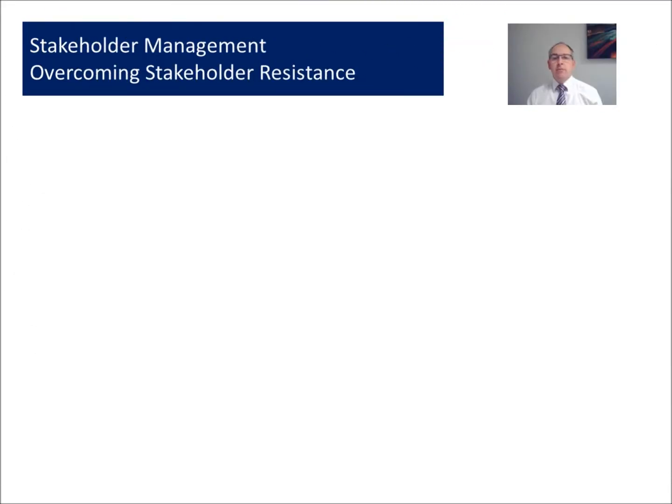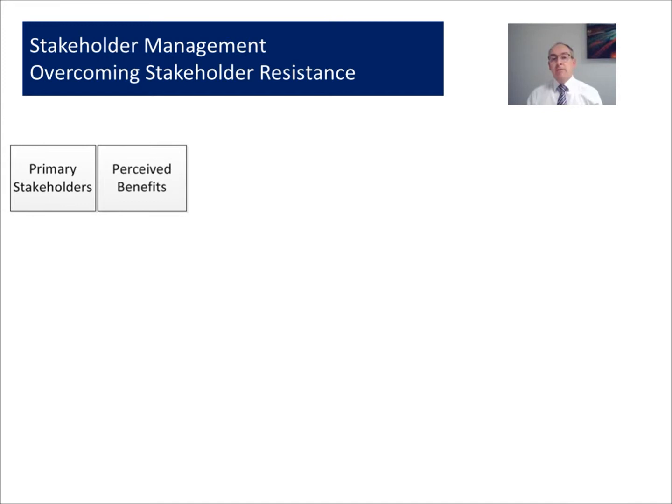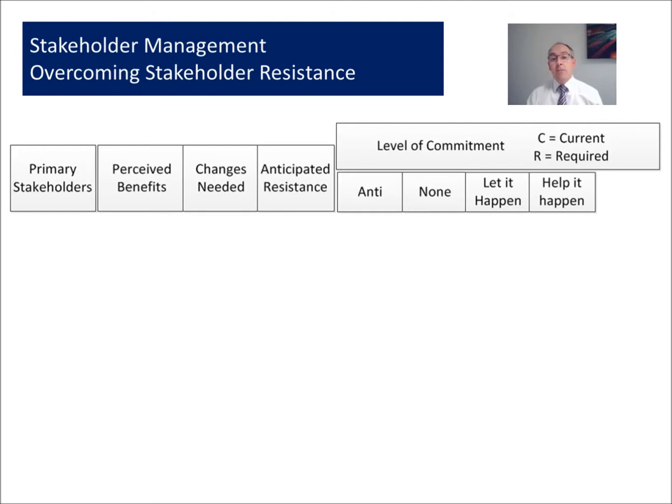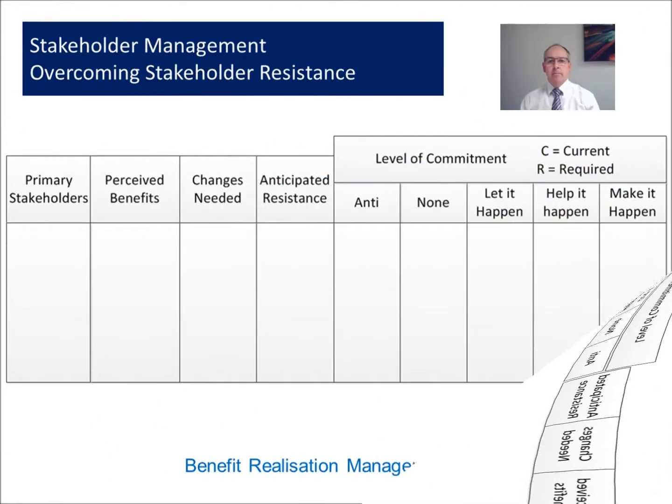For each of our stakeholder groups, we need to understand about resistance. So what we should list out for each stakeholder is what we think the perceived benefits are. These may not be the real ones, but it's what they perceive them to be. And then what are the changes that are required in their behaviours, and what do we think their resistance will be? And against that, to have a look at their commitment, whether it's current and what's required. Could it be anti? They have no commitment at all. They let it happen so they don't get in the way. They help it happen, or they're very proactive and they make the project happen and work with us.